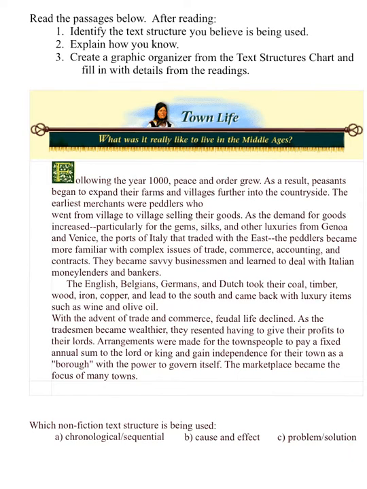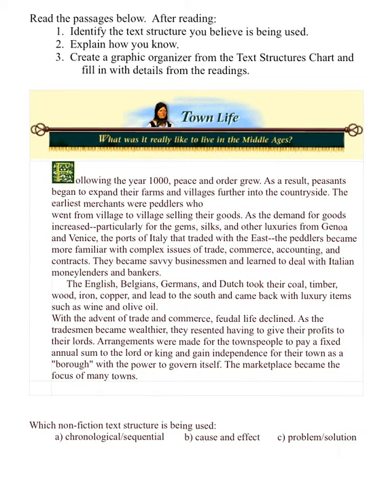Town life. Following the year 1000, peace and order grew. As a result, peasants began to expand their farms and villages further into the countryside. The earliest merchants were peddlers who went from village to village selling their goods. As the demand for goods increased, particularly for the gems, silks, and other luxuries from Genoa and Venice, the ports of Italy that traded with the East, the peddlers became familiar with complex issues of trade, commerce, accounting, and contracts. They became savvy businessmen and learned to deal with Italian moneylenders and bankers.